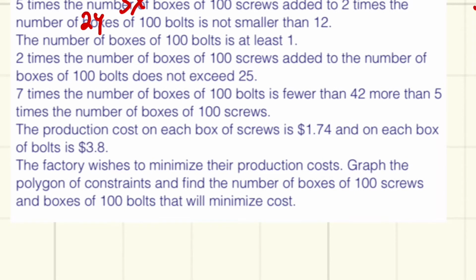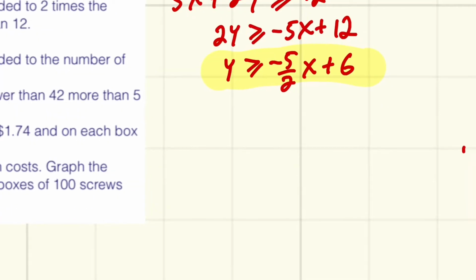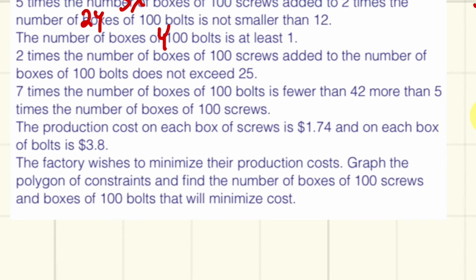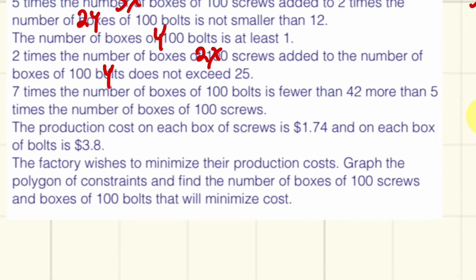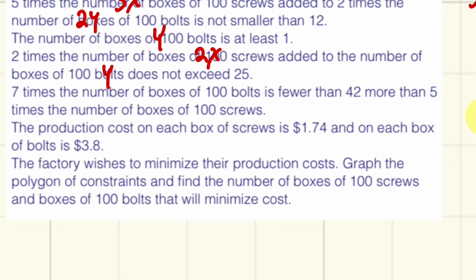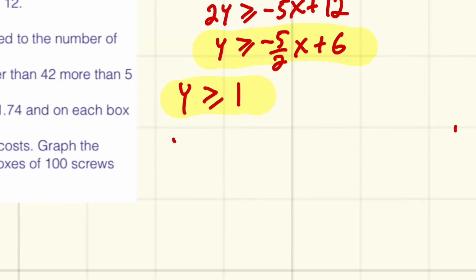The number of boxes of bolts, that's y, is at least 1. Y is greater than or equal to 1. The next one: 2 times the number of boxes of 100 screws, that's 2x, added to the number of boxes of 100 bolts, that's y, does not exceed 25. 2x plus y does not exceed, that means less than is okay and equal to is okay, so it's less than or equal to 25. 2x plus y is less than or equal to 25.